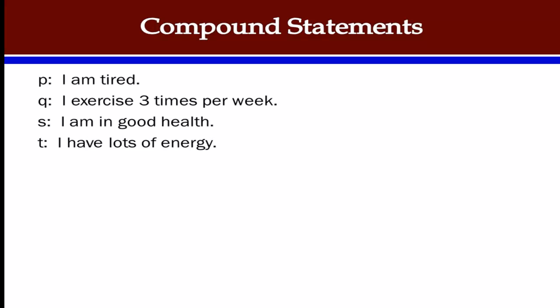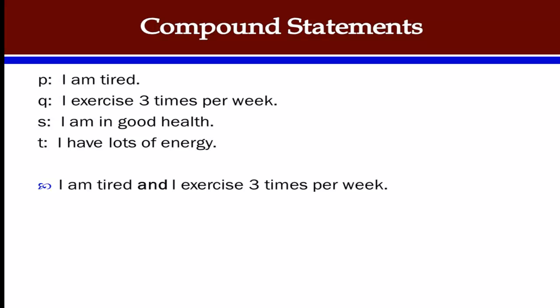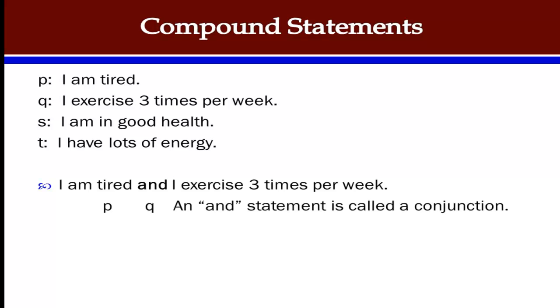We've assigned a letter name for each of the simple statements. Here's a compound statement: I am tired and I exercise 3 times per week. Since this is an and statement, we insert the symbol for and between the names of the statements P and Q. This statement means P and Q, and a compound statement containing the word and is called a conjunction.